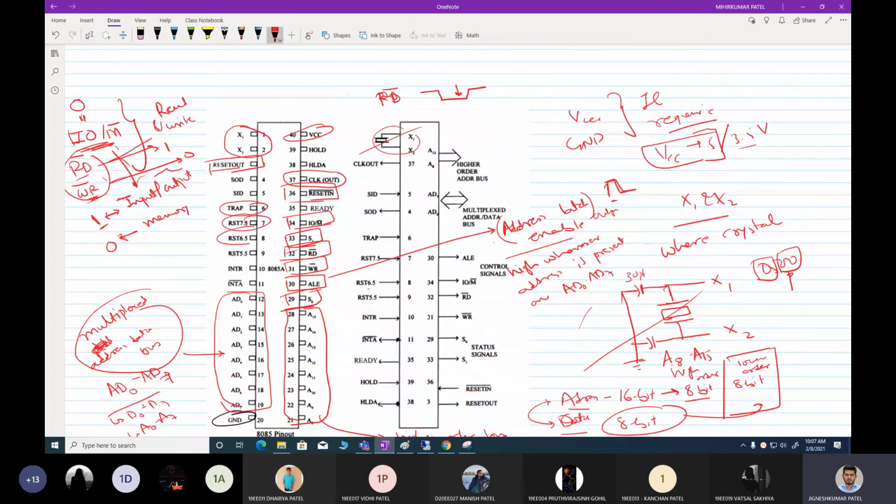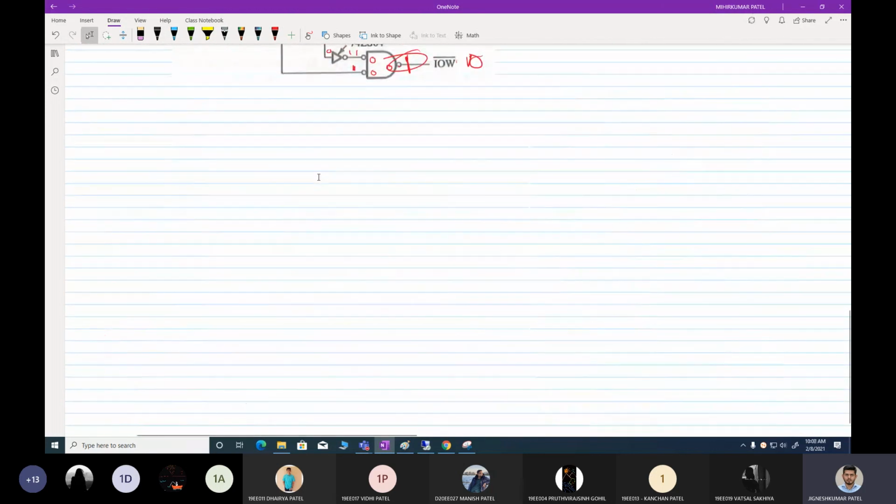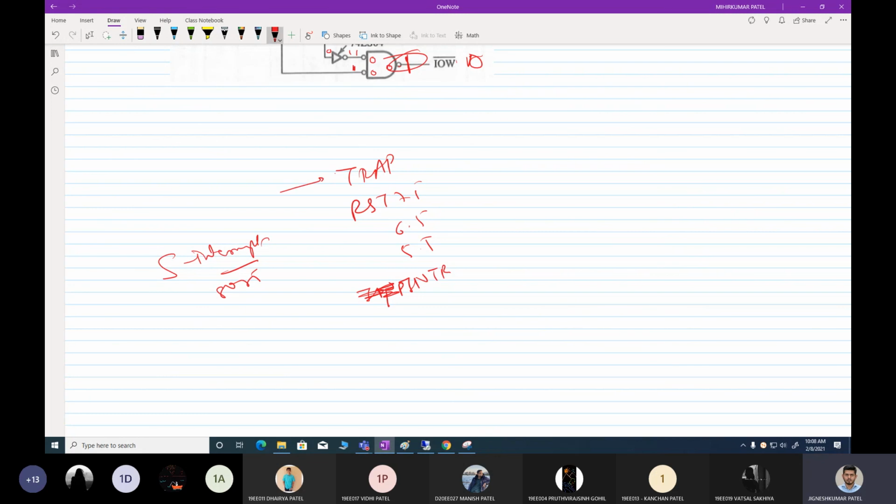Okay, there are dedicated pins to provide this interrupt signal, and those dedicated pins are: TRAP, RST 7.5, RST 6.5, RST 5.5, and INTR. There are 5 interrupt signals. So you can connect 5 different interrupts using your 8085. But which one will be the first one to execute? That's again a question. So a priority is given to each and every interrupt, TRAP being the most important, and INTR the least important.